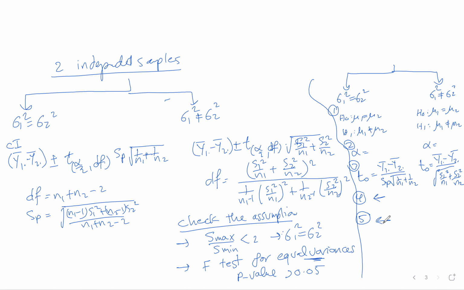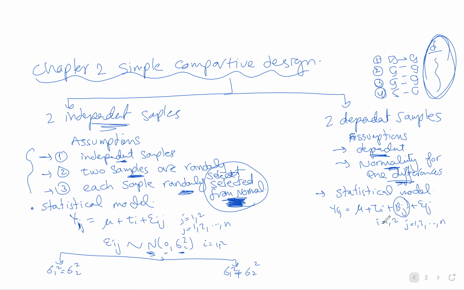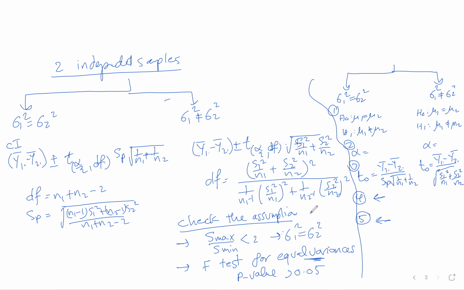What about the dependent samples? The assumption of the independent samples, we talked about this one. The statistical model of the dependent samples, we already talked about this one. But we didn't cover the confidence interval for the dependent samples, but we covered the test of hypothesis. So let me write down the test of hypothesis for the dependent sample.